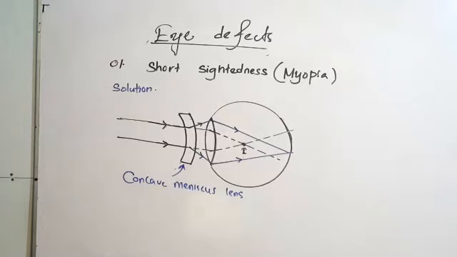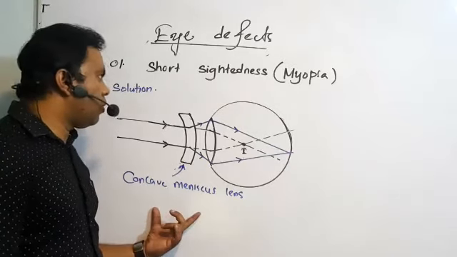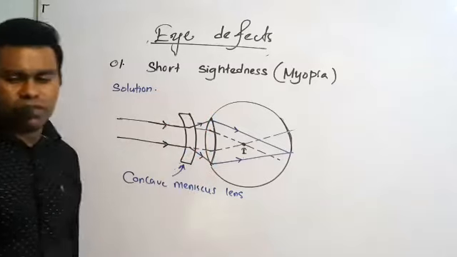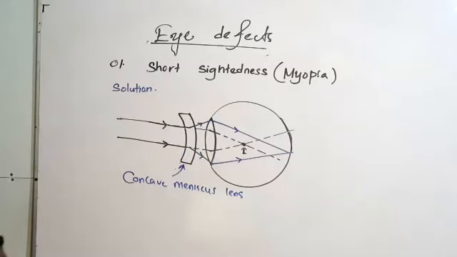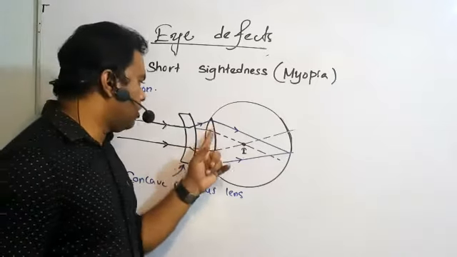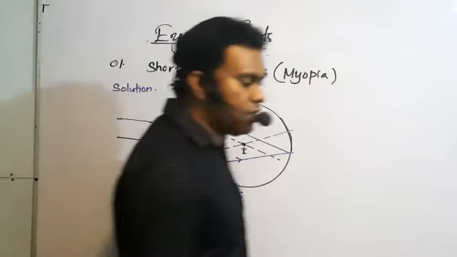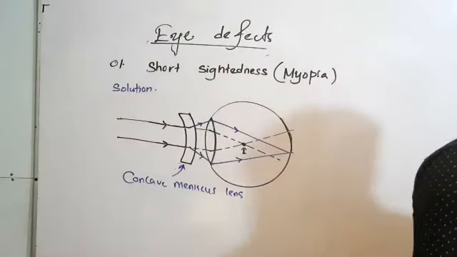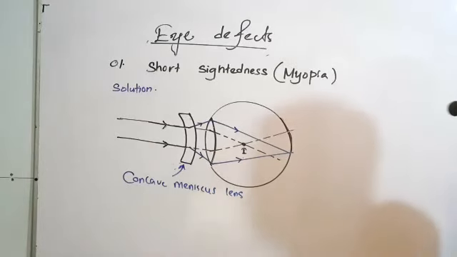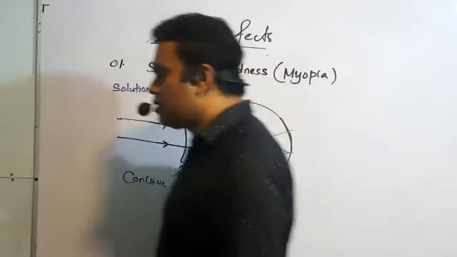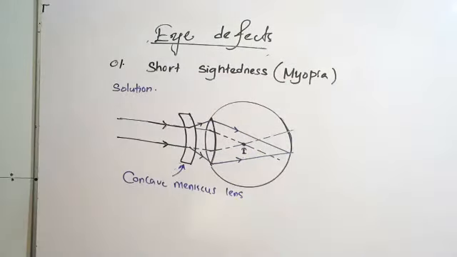Okay, next take down. Reasons for the short-sightedness. Inability of decreasing the curvature of the eye lens as required.